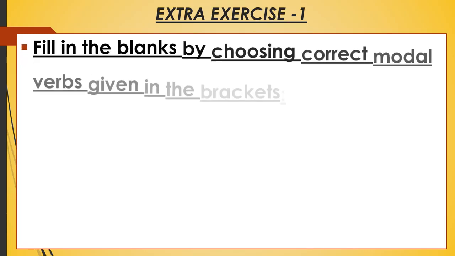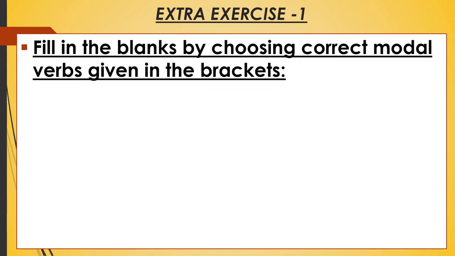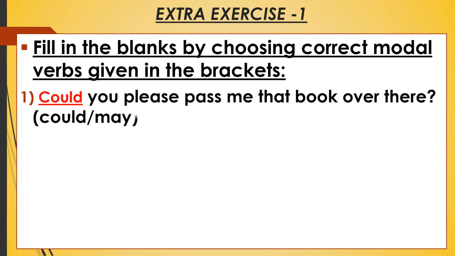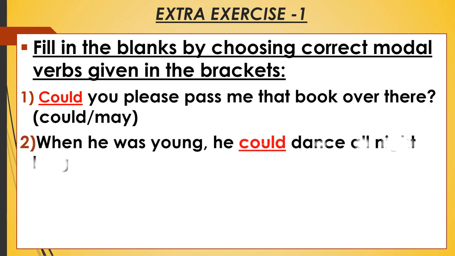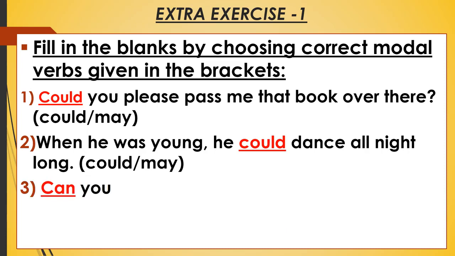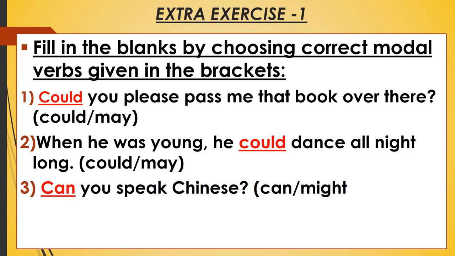Let's start solving exercise number 1. The question is: fill in the blanks by choosing correct modal verbs given in the brackets. Number 1. Dash you please pass me that book over there. Here, could is used to command in a polite manner. Number 2. When he was young, he dash dance all night long. Here, could is used to show past ability. Number 3. Can you speak Chinese? Here, can is used to show present ability.